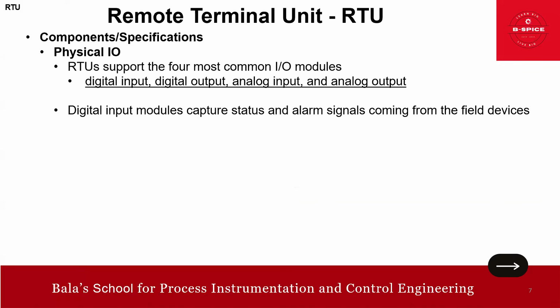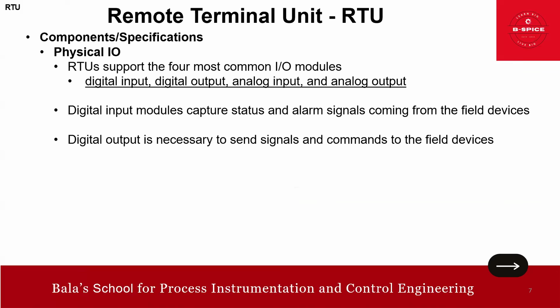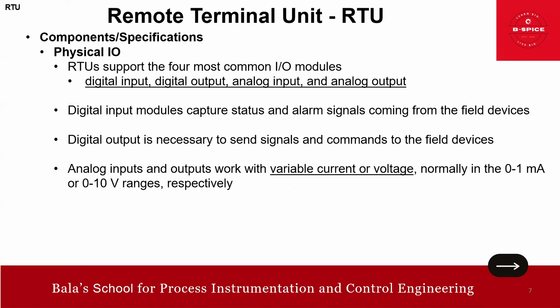Digital input modules capture status and alarm signals coming from field devices. Digital output is necessary to send signals and commands to the field devices. Analog input and output work with variable current or voltage, normally in the range of 0 to 1 milliamps or 0 to 10 volts respectively. That is about the physical I/O.